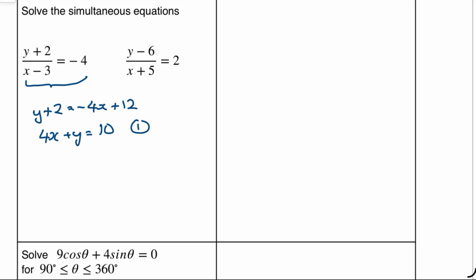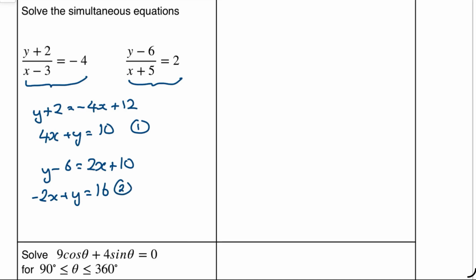By the way, I'm thankful that's some fairly nice numbers. My next one, so I'm going to do this one now underneath, is going to be y minus 6 is equal to 2x plus 10. Again, I'm going to collect it all to the right hand side. So minus 2x plus y is equal to 16. And that's my equation 2.